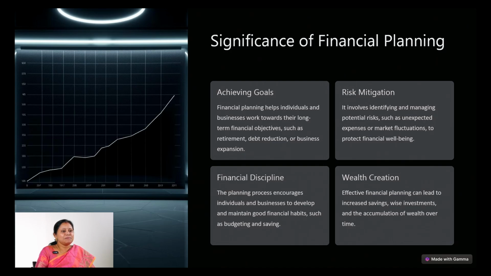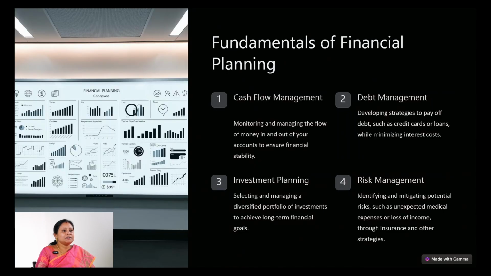A strong financial plan can also help attract investors and lenders by demonstrating that the business has a clear path to profitability and growth. In addition, financial planning plays a key role in risk management. By forecasting future performance and preparing for potential challenges, businesses can minimize the impact of unexpected events. Ultimately, a financial plan enables businesses to pursue growth opportunities with confidence, knowing that their financial resources are being used effectively. Let us now discuss the fundamentals of financial planning.